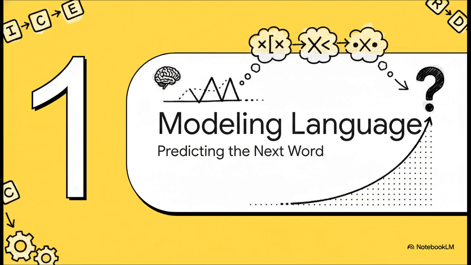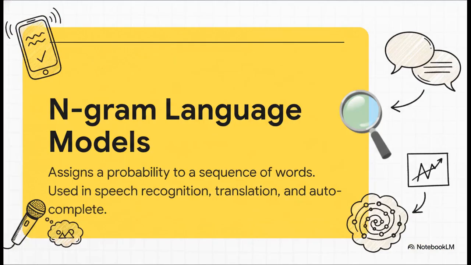Our very first building block is maybe the most fundamental idea in all of statistical NLP. It's this idea of thinking about language not as meaning, but as a probabilistic sequence. The whole game, surprisingly, is just about predicting the next word. This is where N-gram models come in. Their job is to put a probability score on any given sentence.